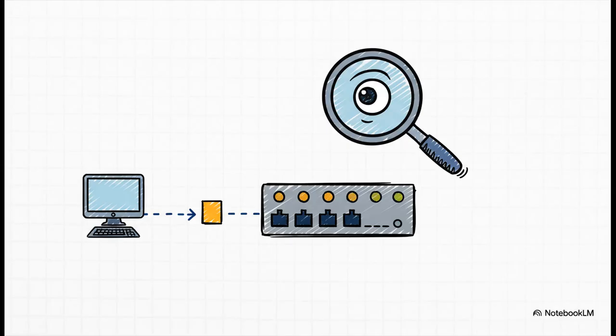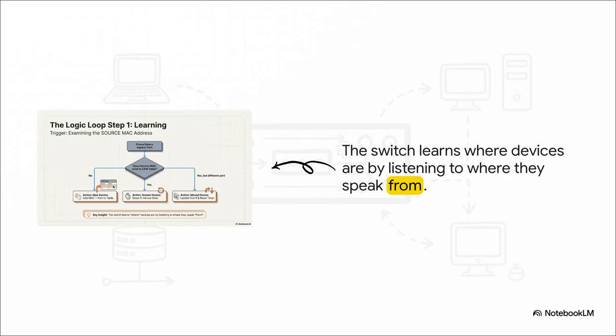So step one is all about learning. You can think of the switch as just being a quiet observer, a student of the network. When a frame arrives, the very first thing the switch does is look at where it came from. And here's the really cool part. The switch learns where devices are by listening to where they speak from. It grabs the frame's source MAC address. If it's a totally new address it's never seen before, boom, it adds it to the CAM table.